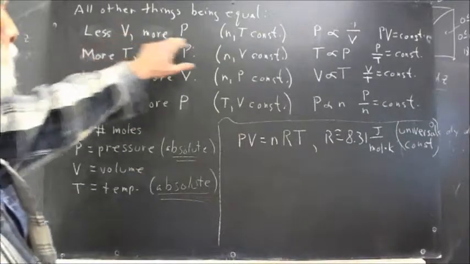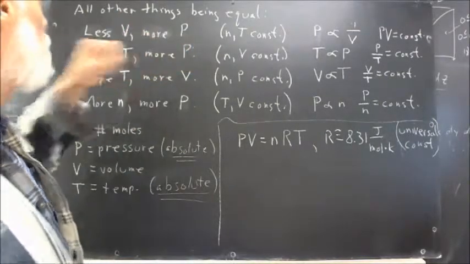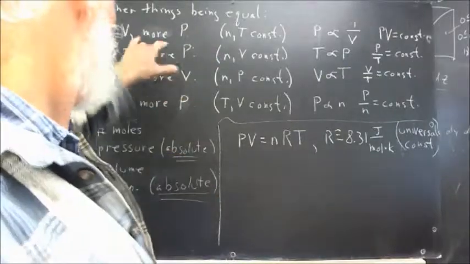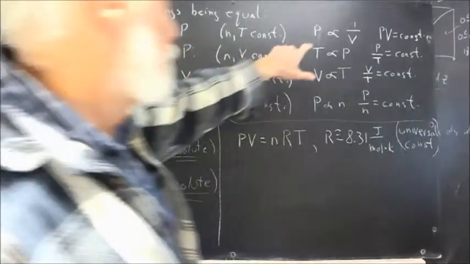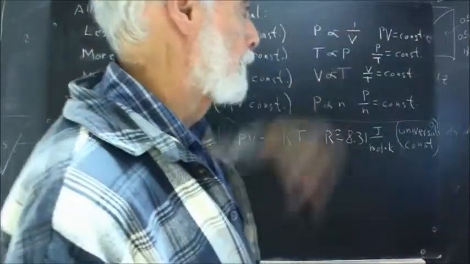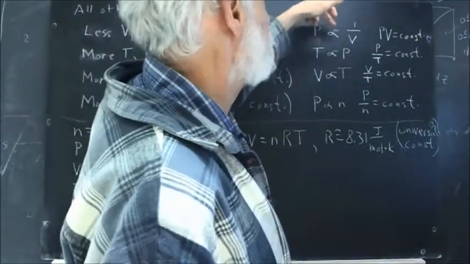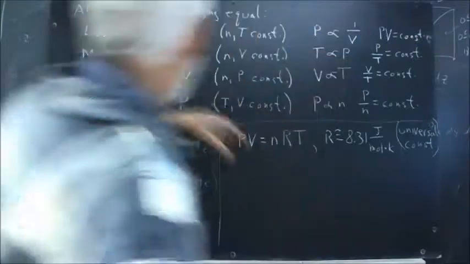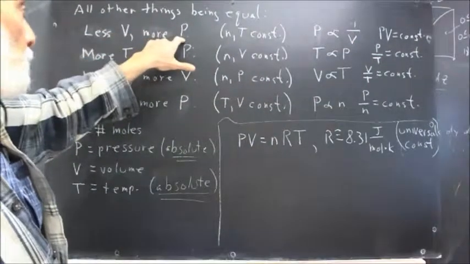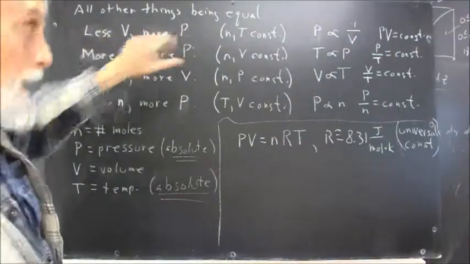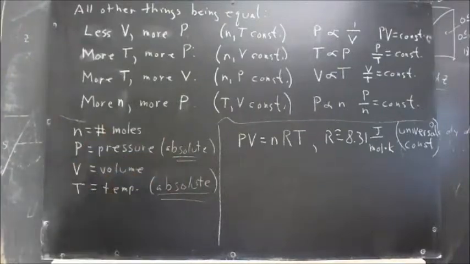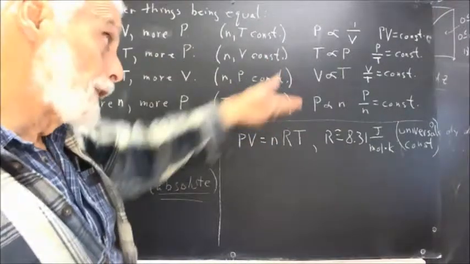Now, from this relationship between volume and pressure, all other things being equal, we can see that pressure is proportional to the reciprocal of volume, or at least it's plausible. If pressure is proportional to the reciprocal of volume, then less V means more P, and more V would mean less P. You can think about why that's true, and you should stop and think about that and convince yourself that it's so.